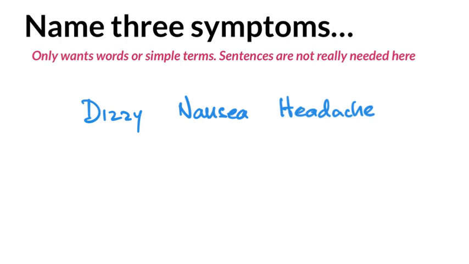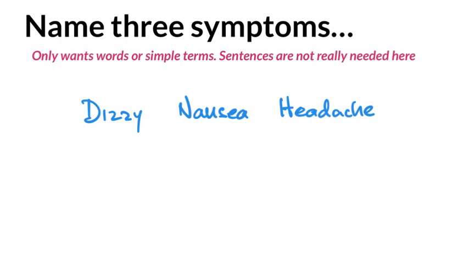Notice I'm only writing words. I'm not writing anything. I don't have to explain them. I don't have to do anything more. All I've got to do is name them. That's what I wanted to do. So I could do these things, and simply I'm just telling the person, right, here's 3 things that I would see could indicate, in this case, concussion.